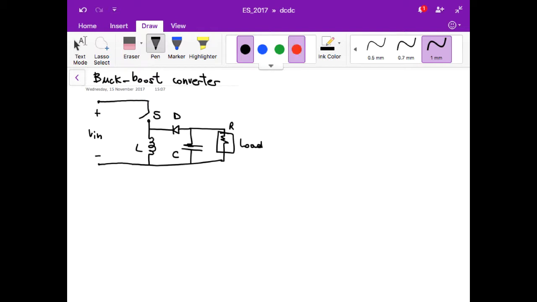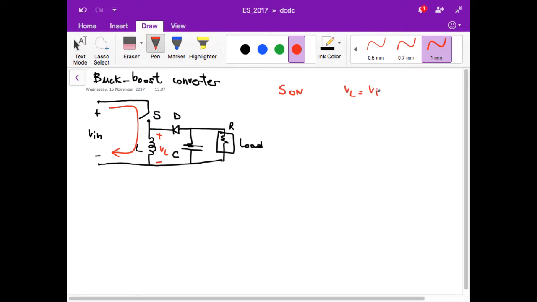Again, you can see what happens when the switch is on. The current can go in this direction, so we are energizing the inductor. We are putting energy in the inductor because the voltage applied to the inductor is equal to the input voltage, and therefore the current in the inductor increases linearly with time. The diode is off, so VL is equal to Vin.